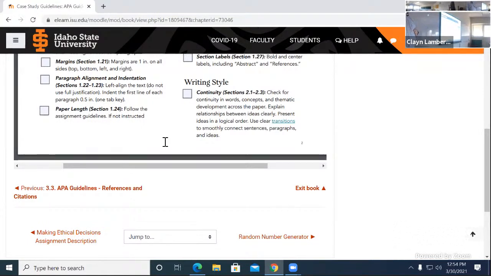Yes? Do you want us to avoid quotations and just do paraphrasing? Well, in terms of the length of the paper, paraphrasing is going to be a lot easier than quotations.